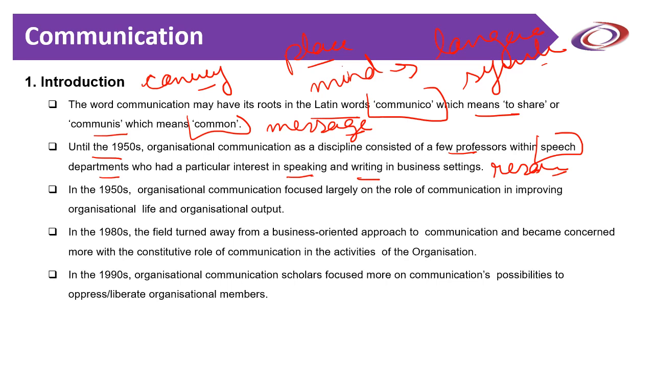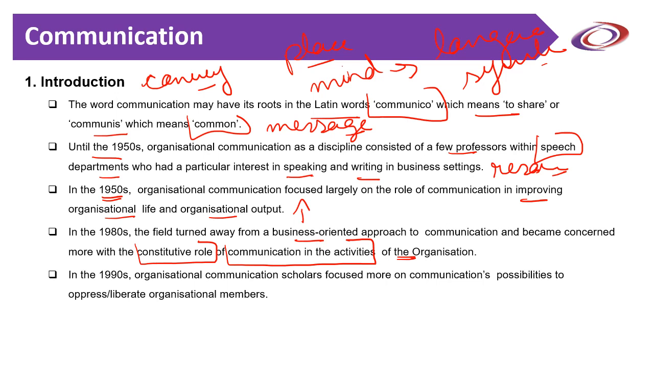Then in the 1950s, this largely focused on the role of communication in improving the organizational life as well as the output. So now messages were transmitted, or in the research it was shown that communication took place to increase the productivity of the organization. Then in the 80s, the field turned away from the business oriented approach towards a more communication in the activities of the organization. So now the constitutive role of communication was taken.